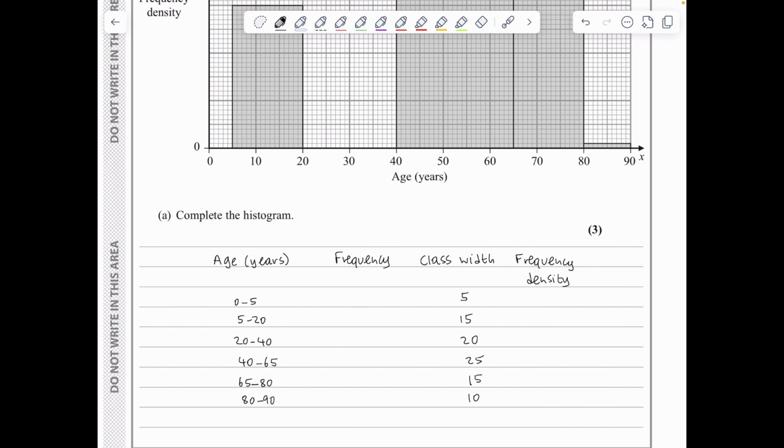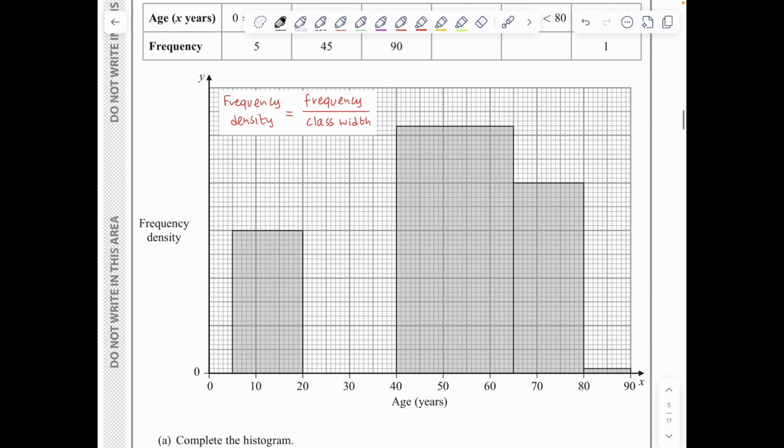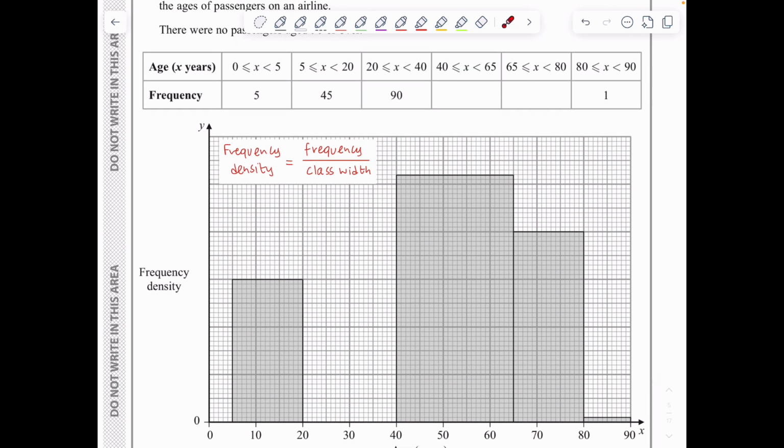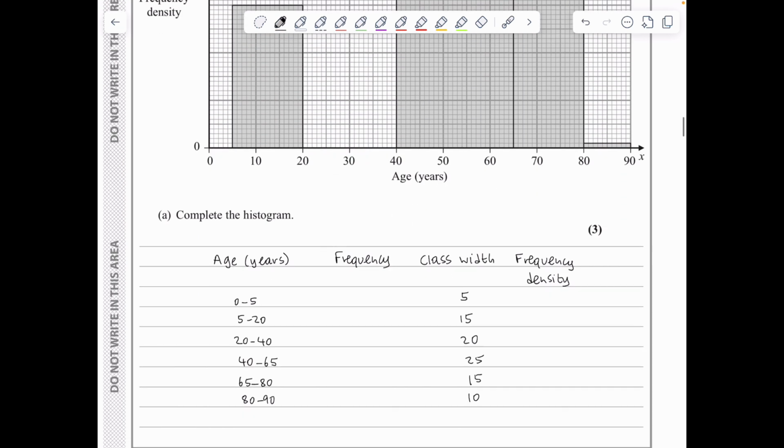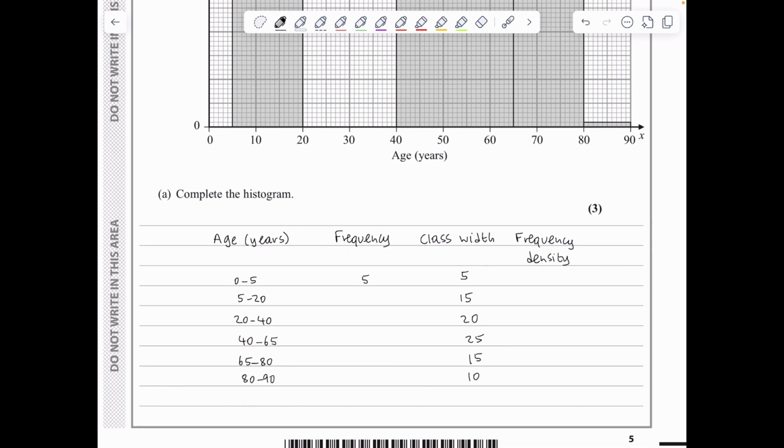I will fill in some of the frequencies provided here. So from the frequency table, we've got the first 3 frequencies and the last frequency. So in the table, I'm writing here 5, 45, 90, and at the end, I've got 1. So if I do frequency over class width, I'm finding the frequency density. So 5 divided by 5 is 1. Then 45 over 15 is 3. 90 over 20 is 4.5. And finally, 1 over 10 is 0.1.